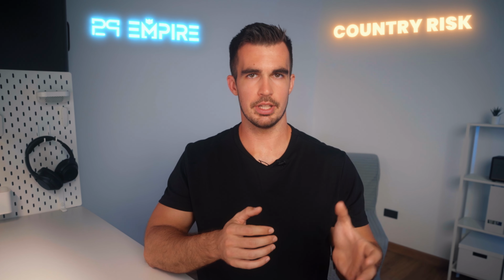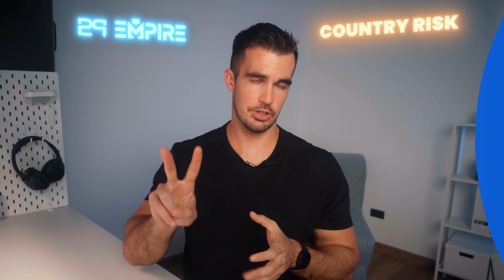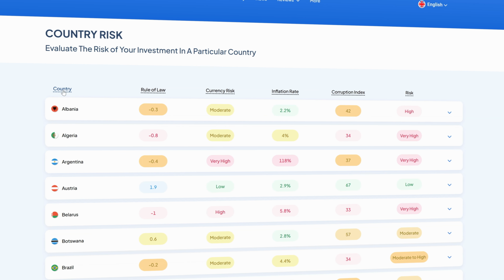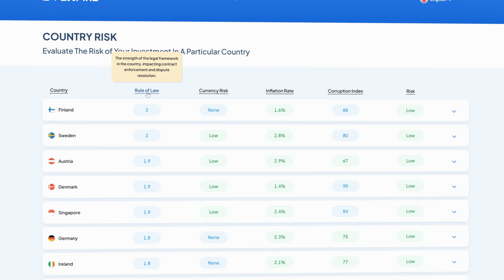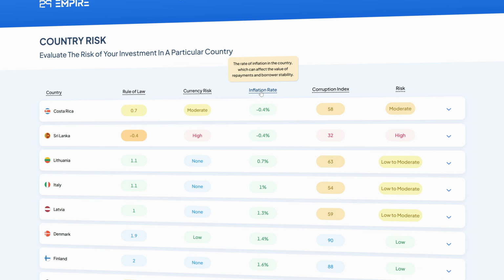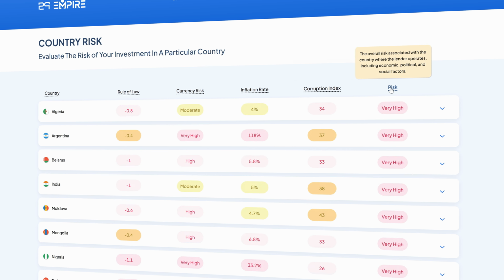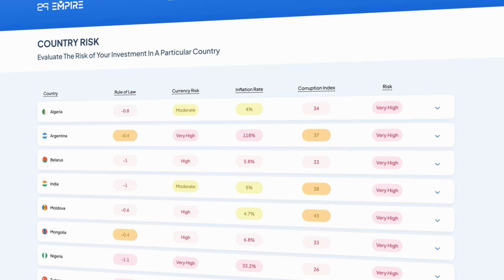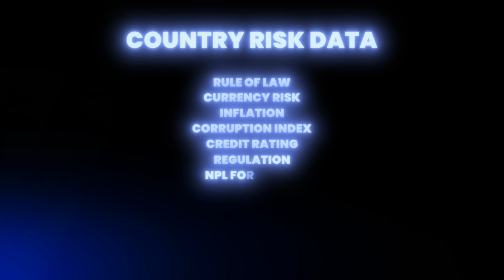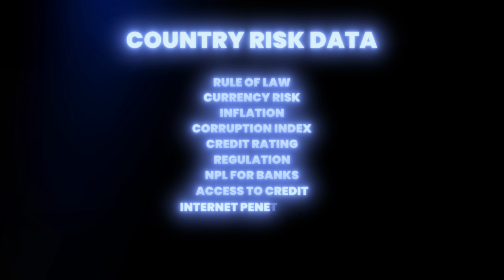Apart from the economic performance, we also need to consider the country risk, which leads us to the second page. The country risk hub comes with similar sorting features. You can either sort the countries alphabetically or sort based on the highest and lowest data points for each risk variable. The goal of this page is to inform you about the risks associated with investing in a specific country. To determine this, we are sourcing data points related to the rule of law, currency risk, inflation rate, corruption index, credit rating regulation, NPL ratios for banks, access to credit, and internet penetration.